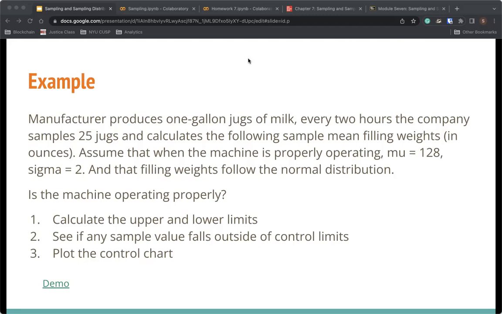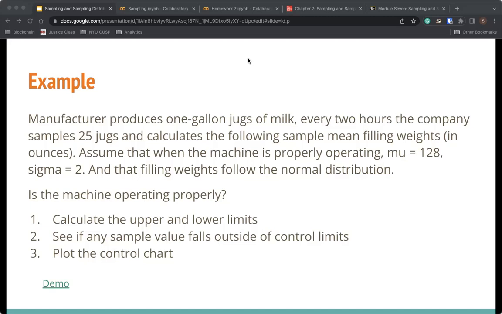So our question might be, is the machine operating properly? To inform this, we would need to calculate the limits of control, the upper and lower limits. And then we would plot to see if any sample value falls outside of the control limits. And that is really just this control chart. I wanted to bring this to our class because it ties together concepts of sampling, of distributions, of probability, and of this concept of outliers, and using that to apply it to something in real life that you might come across in the business world.